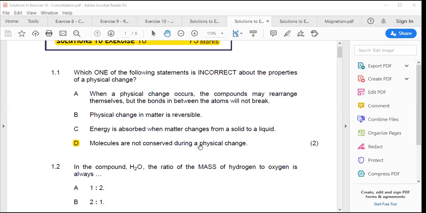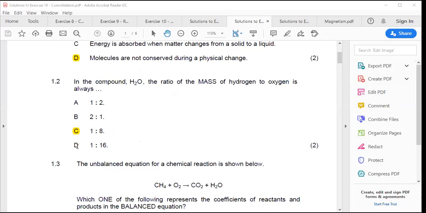Molecules are not conserved during a physical change. This is the incorrect one. Molecules are conserved, they remain the same. Mass is conserved, molecules are conserved, and the number of atoms is also conserved for physical change. It's only in a chemical change where molecules are not conserved because of the rearrangement. Right, so the correct answer here is D. That's the wrong answer according to the question here. Which one is the incorrect? So the incorrect one is D. Clear? Right, we move on to the next one, sir.